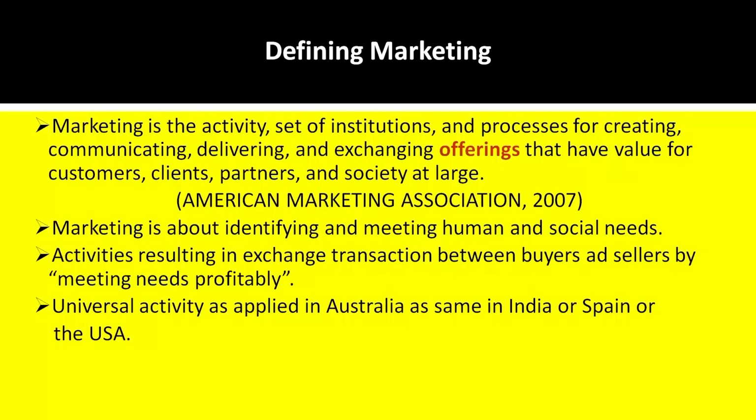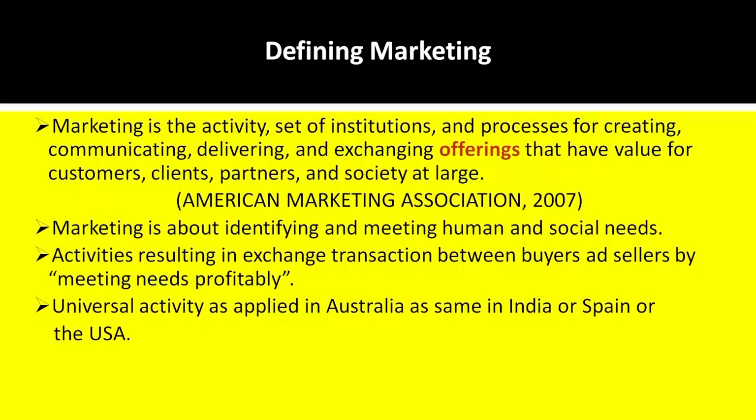So the product must not be for the destruction of the society. It has to be for the by and large betterment of the society, so society at large. So marketing is actually about, how does this process start? This process starts after identifying the needs of the human beings, their social needs, their personal needs. After identification of needs only, companies enter into the production process. So marketing starts with the identification of the needs.